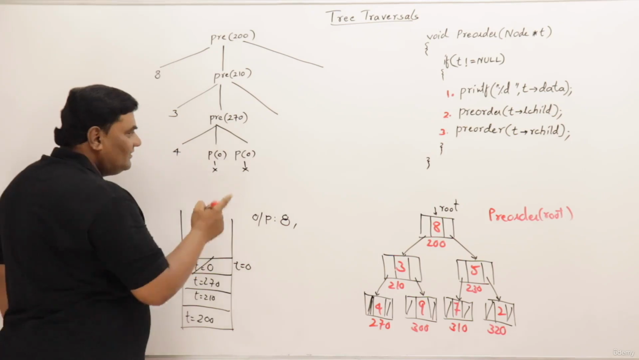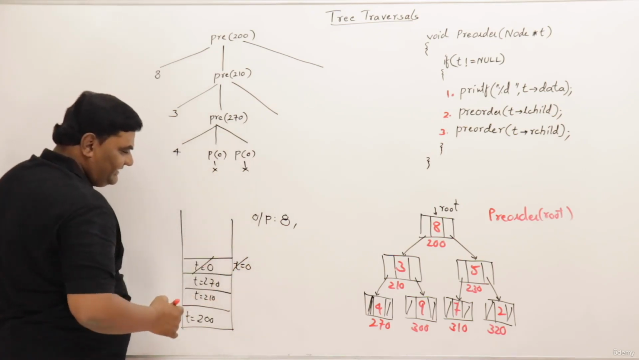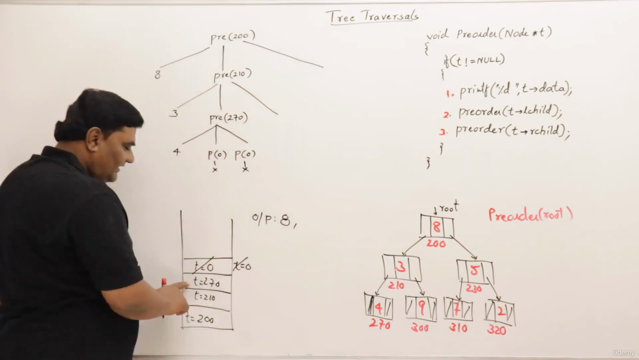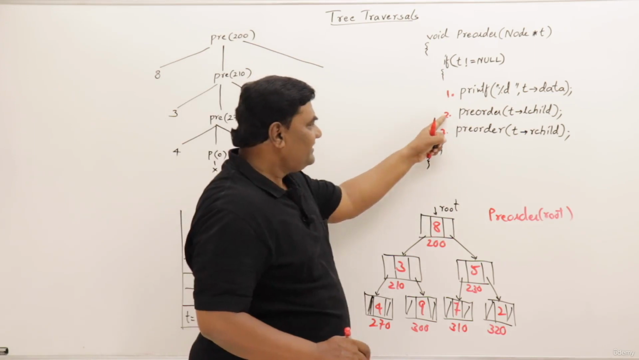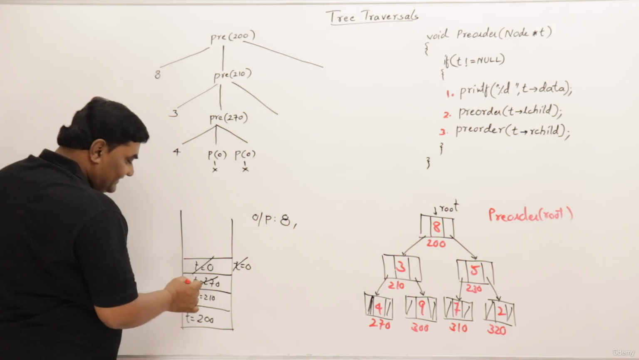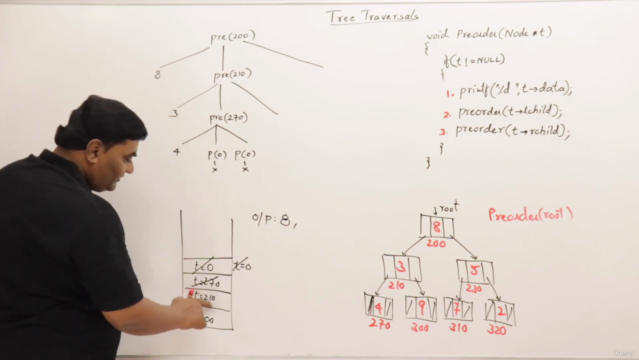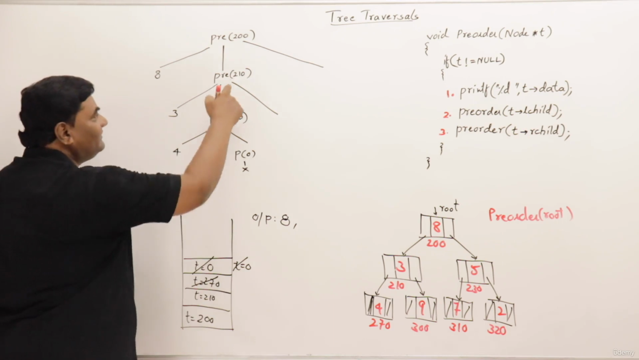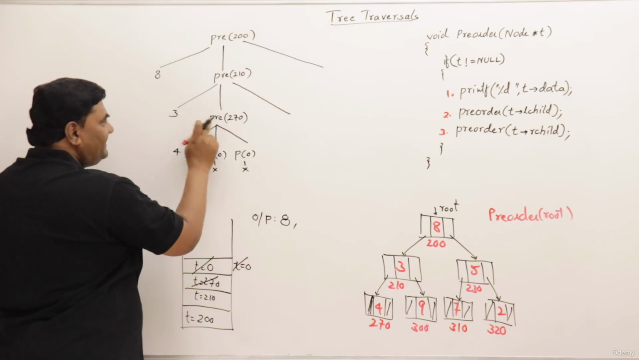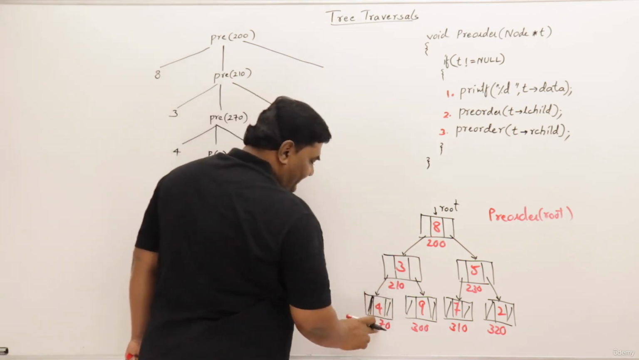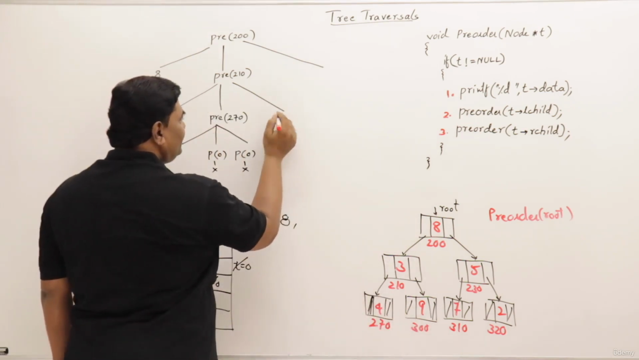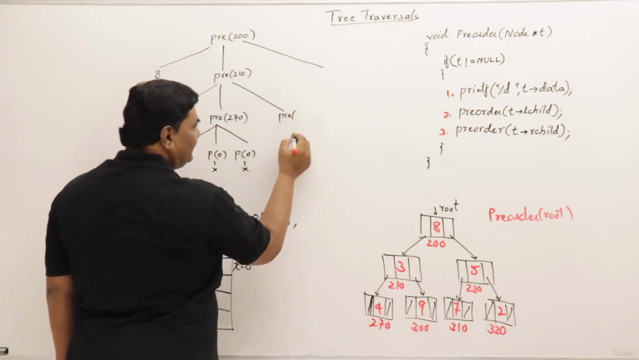So this will terminate. Once this terminates, its activation record is deleted and it goes back to the previous function call, that is 270. As per 270, all three steps are completed, so this is also completed. Go back to the previous call, 210. For this call, two steps are over, printing and calling on left side. Now it has to call on right side, that is 300.